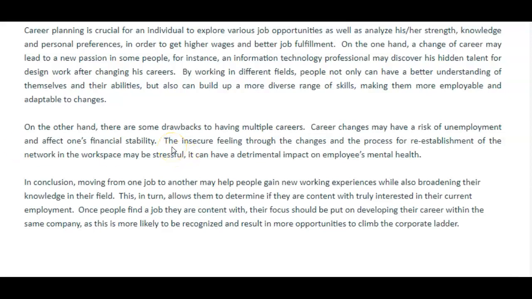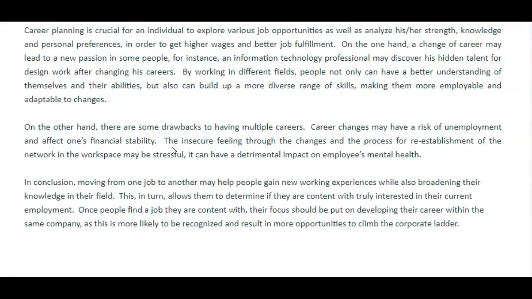Let's see. And then here you've said the insecure feeling through the changes and the process for reestablishment of the network in the workplace may be stressful. Okay. I think this could have been written a little more clearly. You could have said that additionally, career changes come with added stress. This is because you must learn a new environment, new colleagues, new systems, and this could potentially have a detrimental impact on an employee's mental health. That would have been a little more clearly laid out for me. Regardless, I still think that this should have been a more developed paragraph. I think there was more to say here.